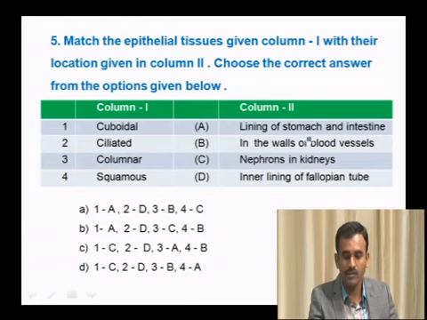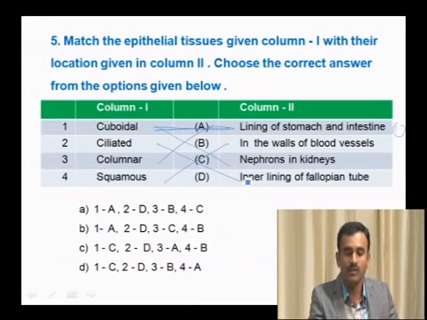In the lining of stomach and intestine, columnar epithelial cells are present. In the walls of the blood vessel, squamous epithelial cells are present. Nephrons in kidney are made up of cuboidal epithelial cells. Ciliated epithelial cells are present in the inner lining of the fallopian tube.